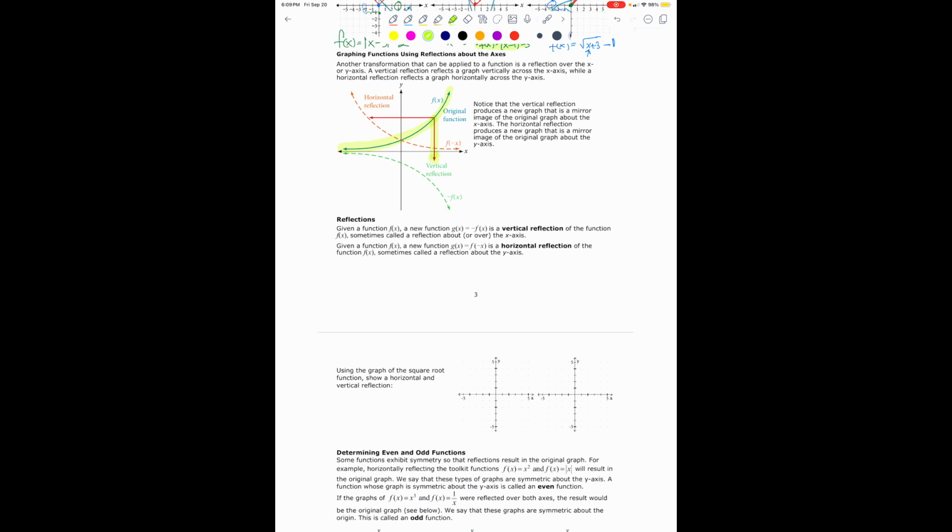A vertical reflection reflects a graph vertically across the x-axis, while a horizontal reflection of the same graph reflects the graph horizontally across the y-axis. So a vertical reflection reflects about the x-axis, a horizontal reflection reflects about the y-axis. Notice that the vertical reflection produces a new graph that is a mirror image of the original graph about the x-axis. The horizontal reflection produces a new graph that is a mirror image of the original graph about the y-axis.